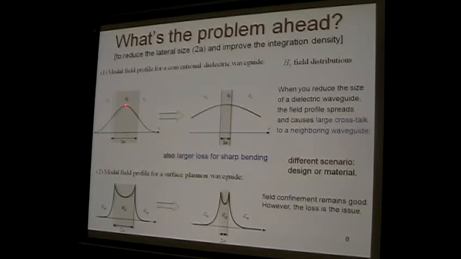Now, you may think we can simply shrink the size of the waveguide, make the core a nano size core. What will happen? On one hand, you get a nano waveguide. On the other hand, if you look at the mode profile, it spreads. The diameter gets smaller, the mode profile gets wider. And that causes a big problem. If you put another waveguide nearby, they will cause crosstalk. And if you bend this waveguide, the bending loss will be tremendous, and that is no good for photonic integration. So this is not going to be useful by simply shrinking the size of the waveguide.